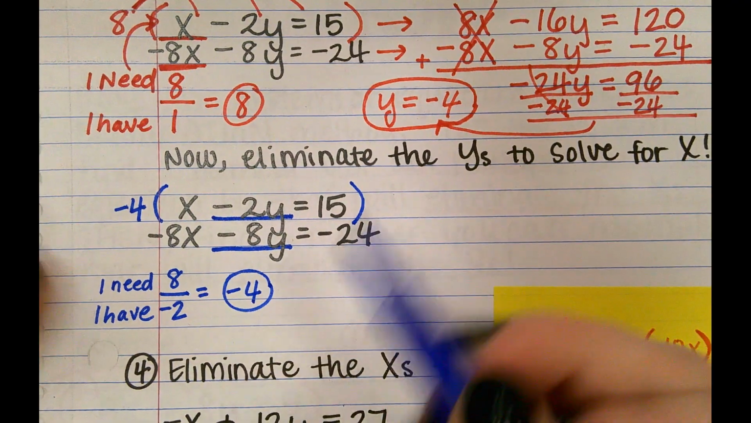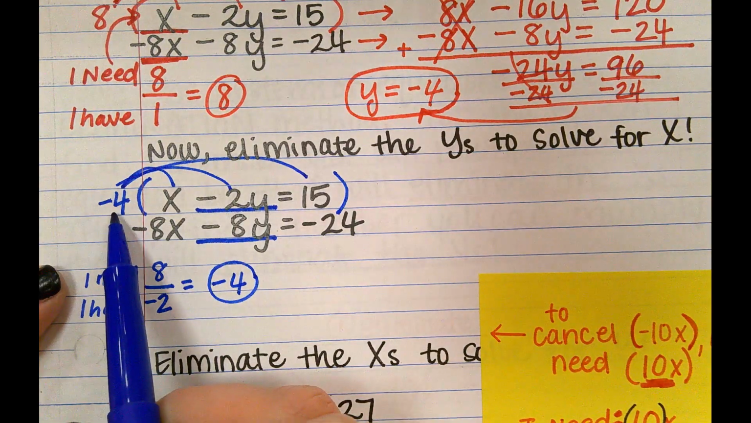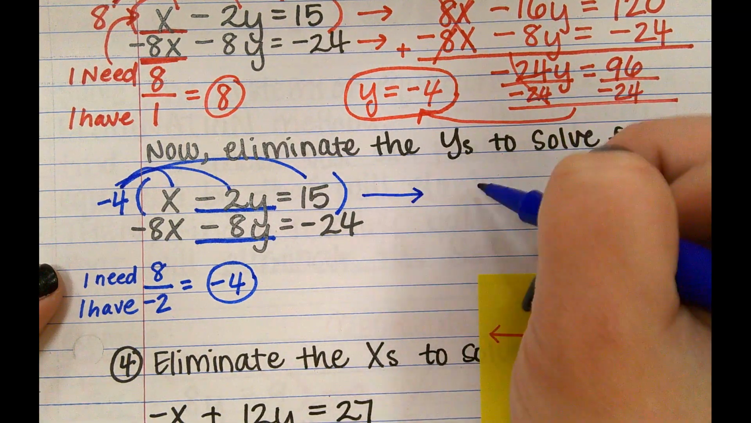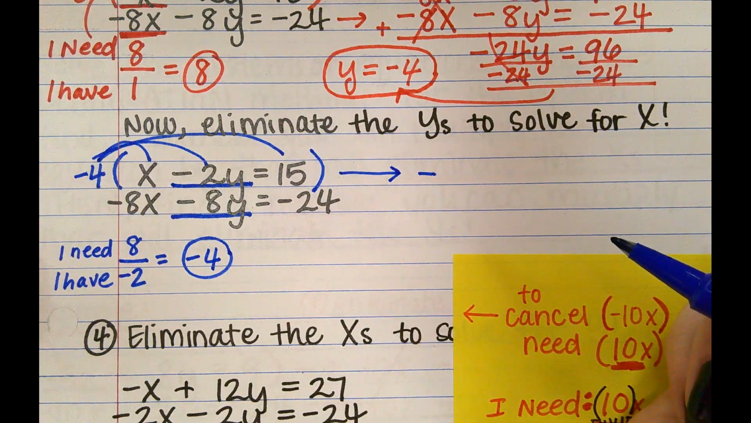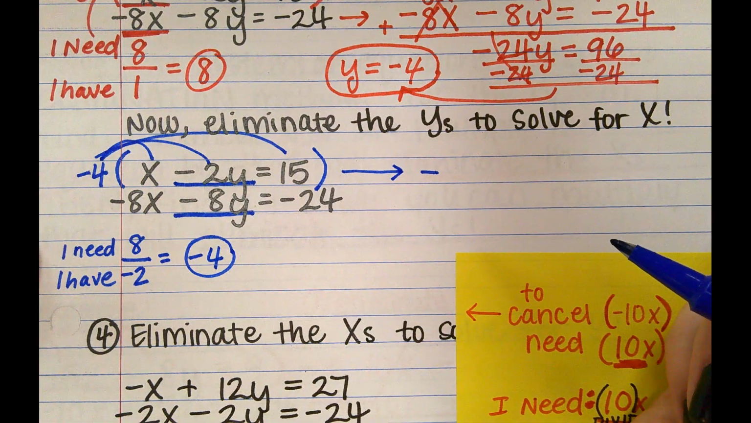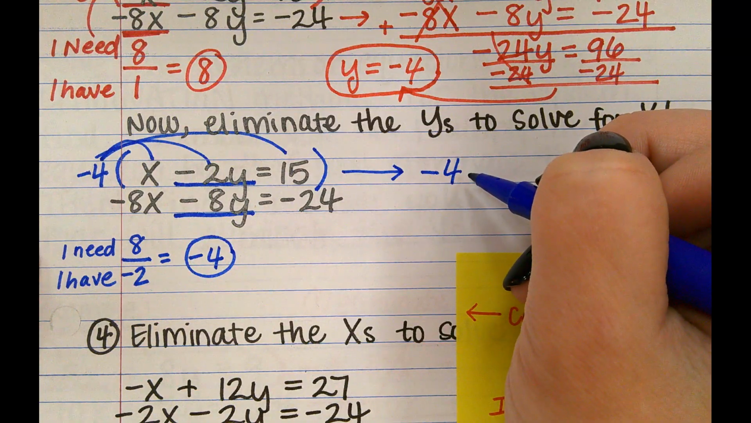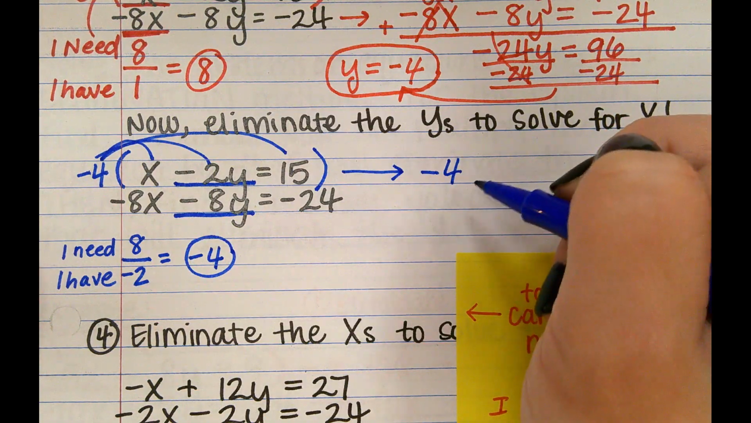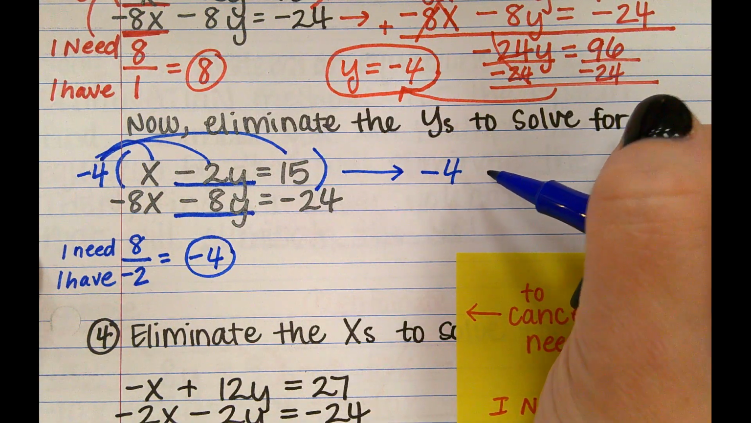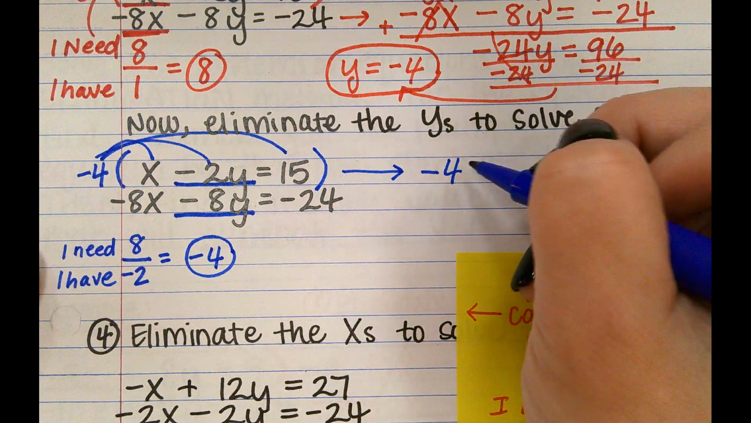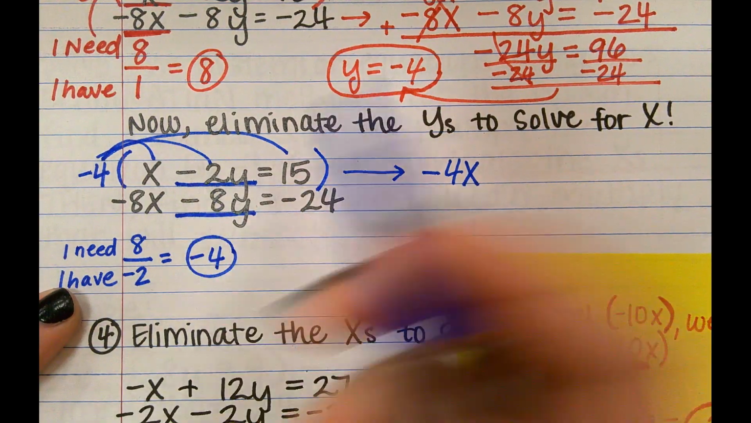Okay, so we're gonna multiply by -4 everything in that first equation. -4 times x is -4x. What is -4 times x? Yes, -4x. I just didn't want you to forget the x. That's good. Okay, -4 times -2y.